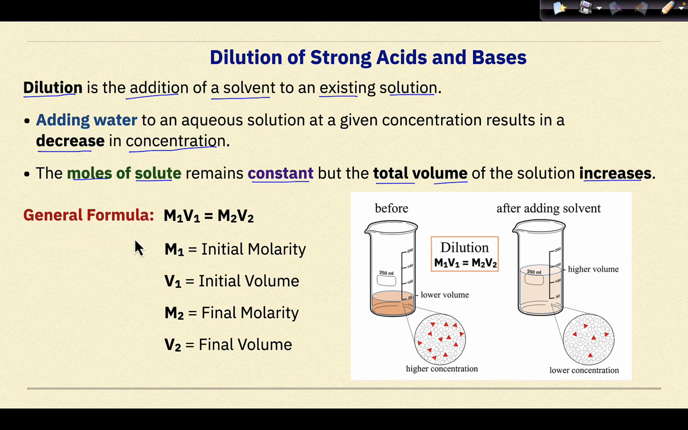Given the general formula, M1V1 is equal to M2V2, where M1 is the initial molarity, V1 is the initial volume, M2 is the final molarity, and V2 is the final volume.